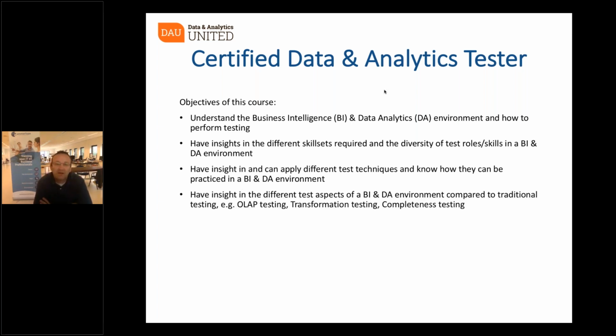Also, what we want to address in the course are the different testing aspects of a BI and data analytics environment compared to traditional testing. So we introduce some extra test types that we see as different and specific for a BI and data analytics environment. For example, OLAP, online analytical processing testing, transformation testing, and completeness testing. Transformation is when the data is transferred from system A to system B, most of the time also called ETL testing. We're going to show you what it is, how you can test it, and which aspects are useful. But also completeness: is the data transferred from A to B complete? Is it unique? Is it concise? All kinds of quality aspects are important in this environment that differ from traditional approaches.